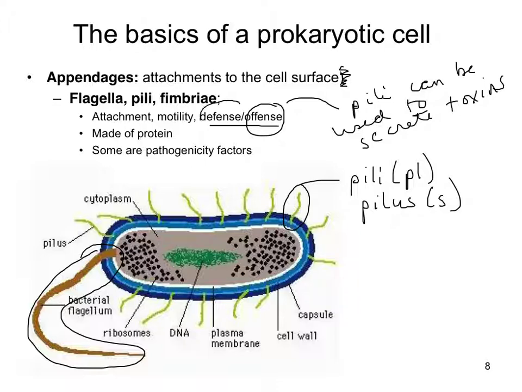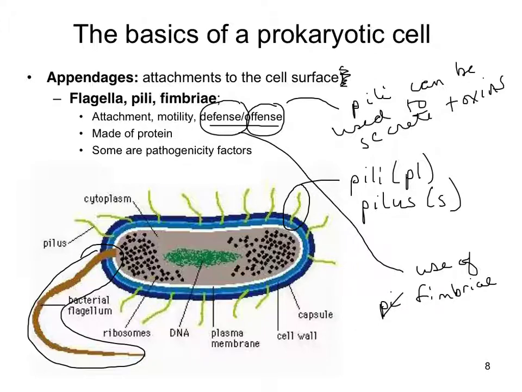Okay? A defense function might be the use of pili, actually more likely fimbriae, or pili for attachment to environmental surfaces. For example, attachment to the epithelial cells lining the human body. That would be a defense function from the point of view of the microbe, because it would allow the microbe to stay in place in an environment that provides it with food.